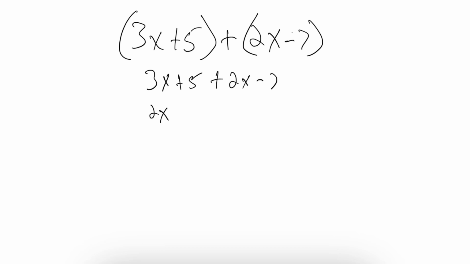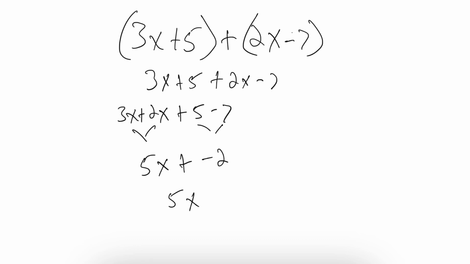3x plus 2x plus 5 minus 7. So we'll add these two together. We have 5x plus negative 2. 5x minus 2 is our final answer.